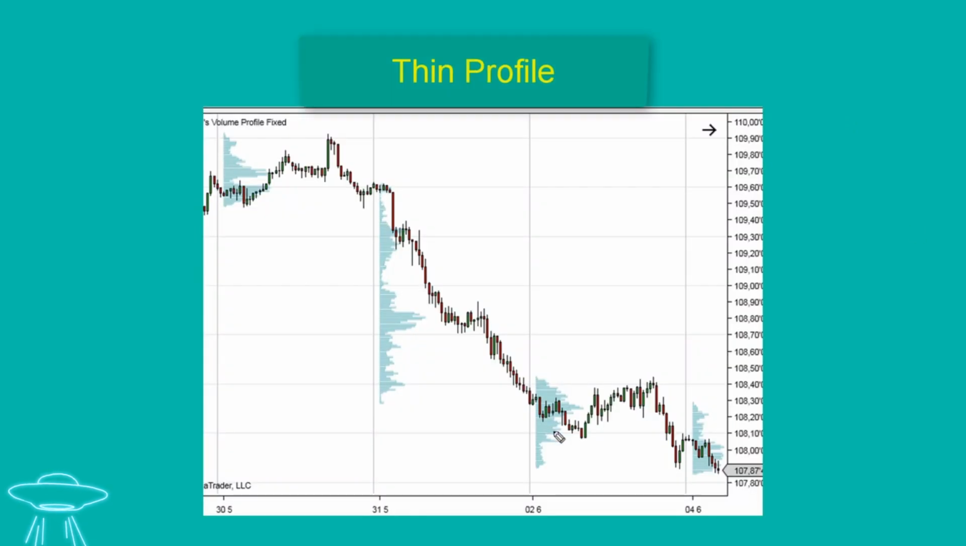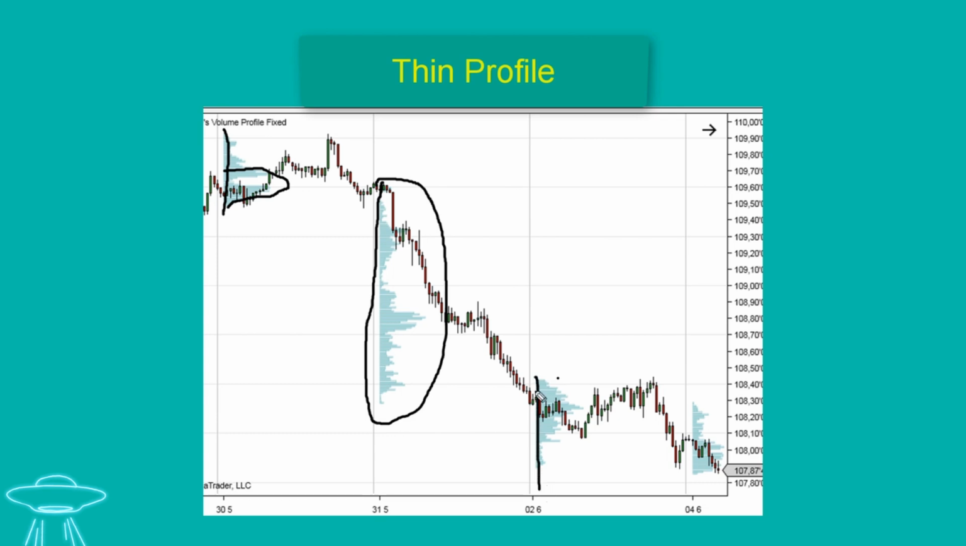One more example of the thin profile. Those are daily profiles, and this one is a thin profile. You can compare it to other profiles. This is sort of B-shaped profile, then it's followed by a thin profile, then this is a P-shaped profile, sign of end of a trend, all right? And this is a B-shaped profile. So this is how the thin profile looks like in the context of other profiles.